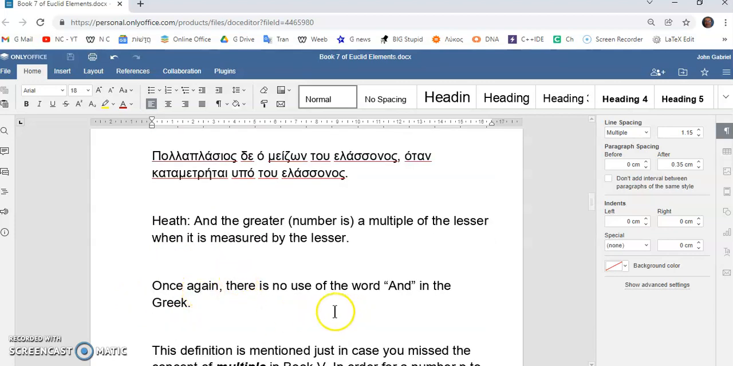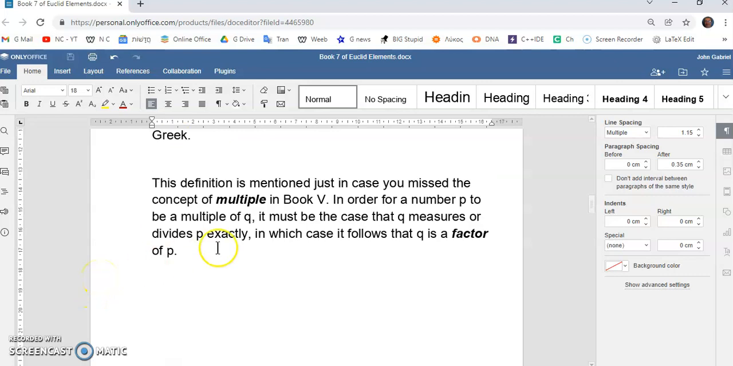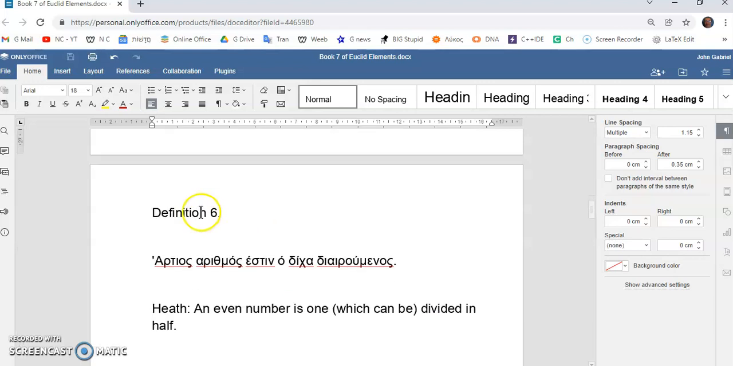And once again, there's no use of the word "and," as you see in Heath's translation, anywhere in the Greek. So this definition is mentioned just in case you missed the concept of multiple in Book 5, okay? Because that's where it was first defined, right at the beginning. In order for a number P to be a multiple of Q, it must be the case that Q measures or divides P exactly, in which case it follows that Q is a factor of P.